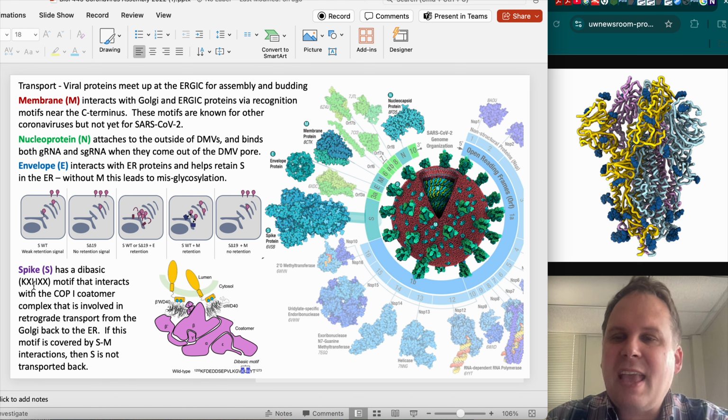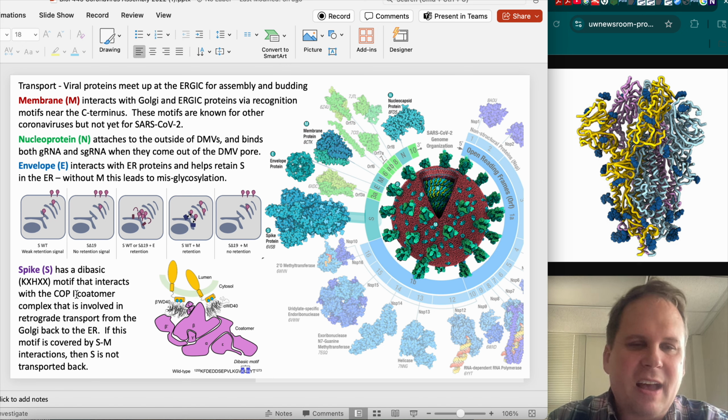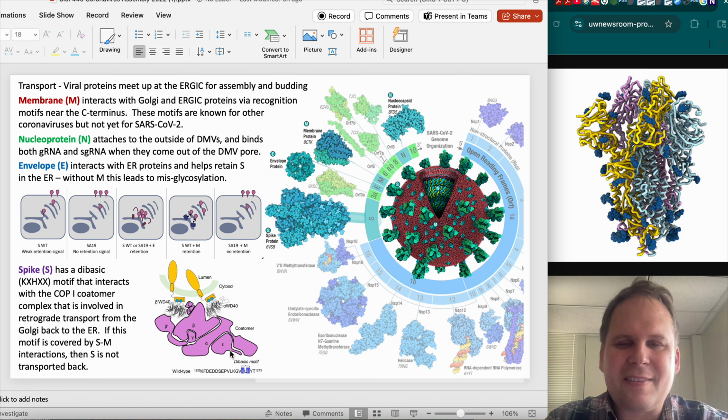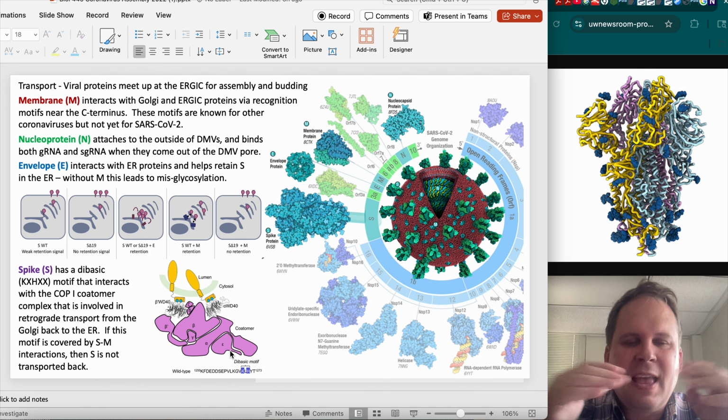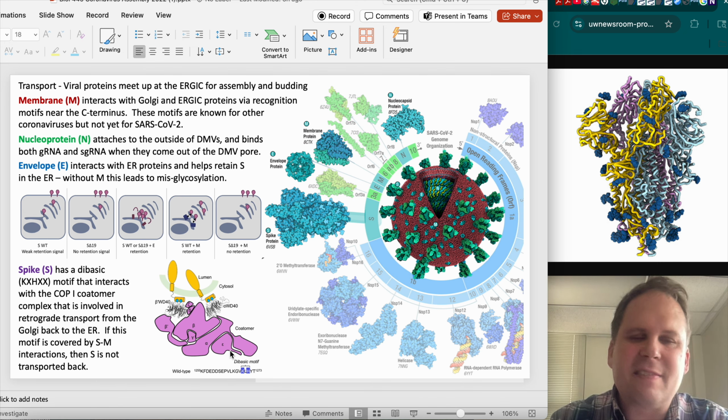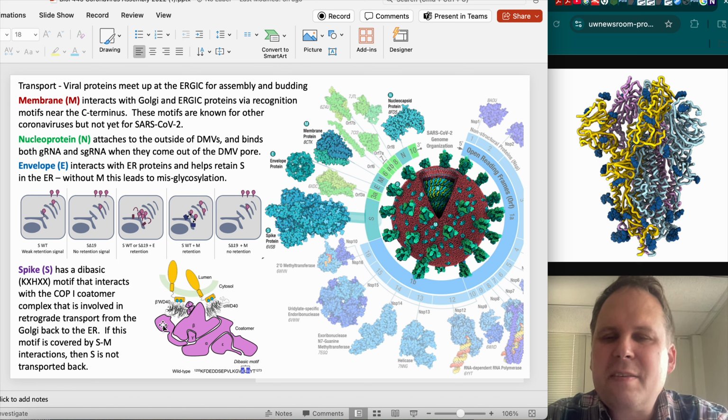The spike has a KXHXX motif. That's going to interact directly with coatomer type 1. That's what this COPI thing is. There's a coatomer type 2 as well. That's involved in a different type of transport in a different part of the cell. Coatomers form coats around a little vesicle, and the vesicle is going to have cargo proteins on the inside of it. It's just how stuff gets moved around inside of a cell. Coatomer has a bunch of different subunits. Coatomer beta is the one that most directly interacts up here, but you can see all the different ones. They each have their own Greek letter.